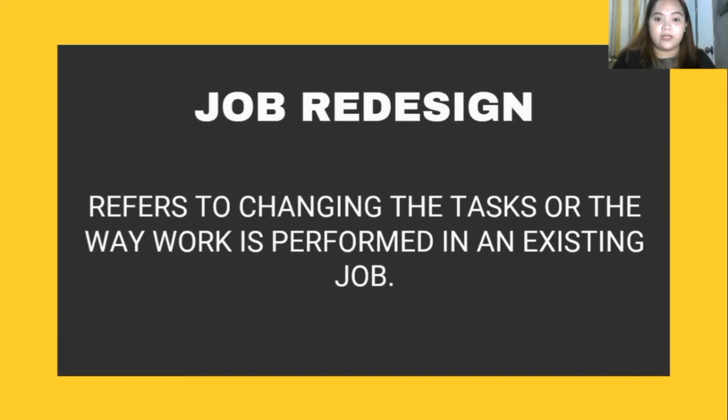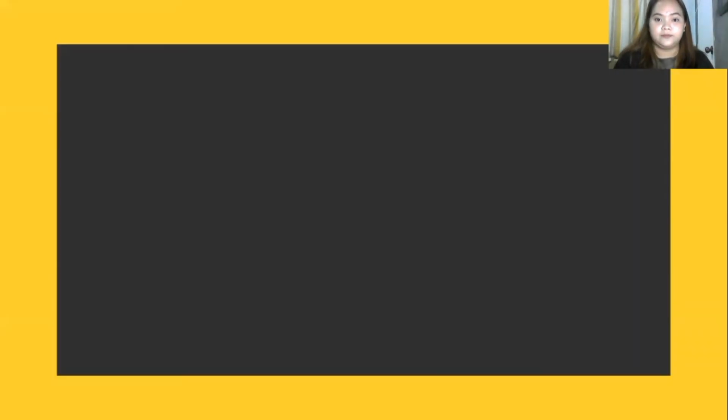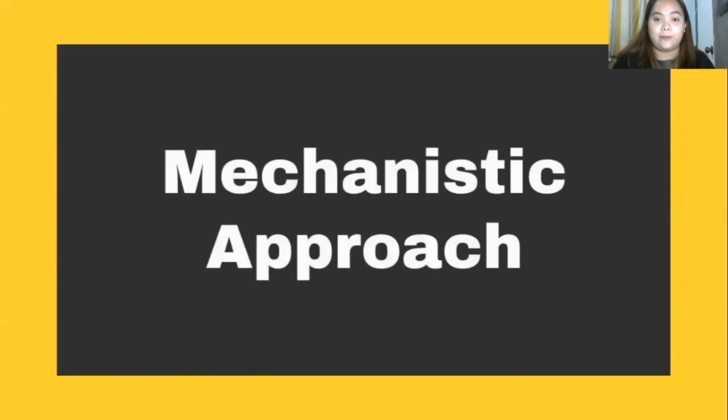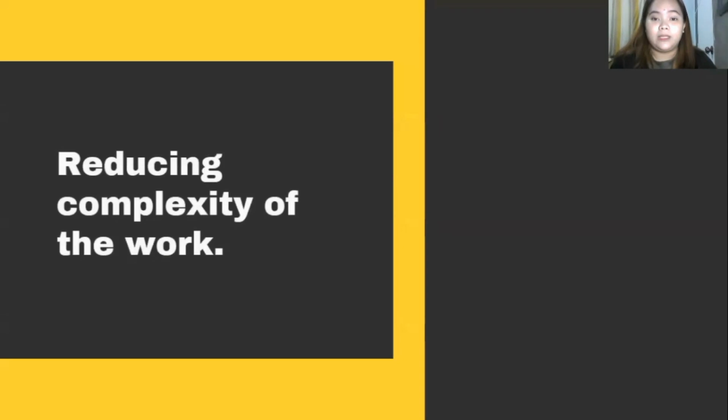So, there are several approaches that a manager can use in order to design a job. Let's start with the first approach, which is the mechanistic approach. The mechanistic approach is all about identifying the simplest way to structure work that maximizes efficiency. It is also all about reducing the complexity of the work.